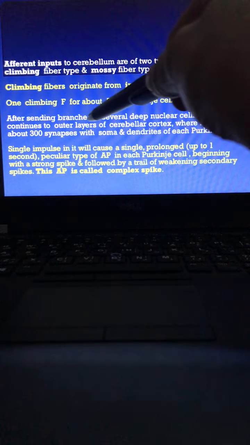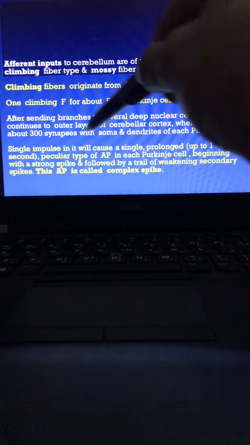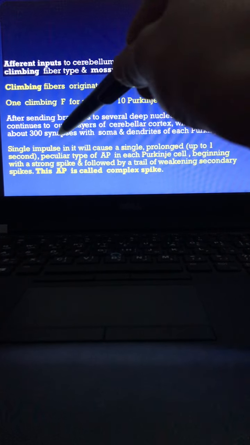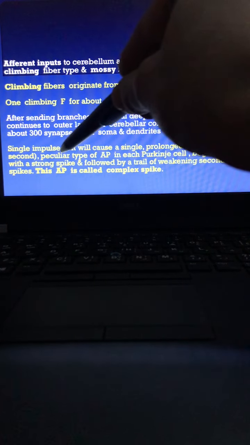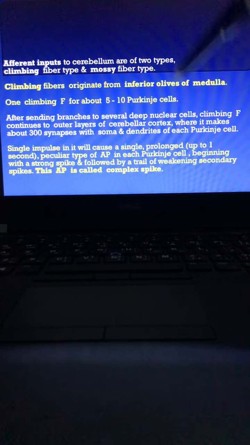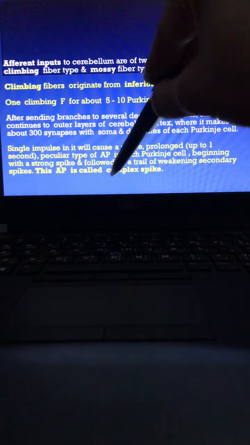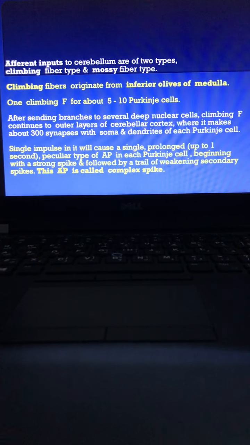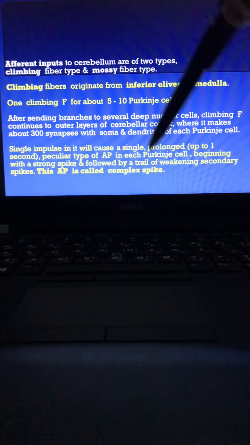A single impulse in it will cause a single prolonged, up to 1 second, meaning 1000 milliseconds, peculiar type of action potential in each Purkinje cell, beginning with a strong spike and followed by a trail of weakening secondary spikes. This action potential is called a complex spike. It is complex because it does not consist of one contraction that ends, but rather a contraction followed by weaker contractions.